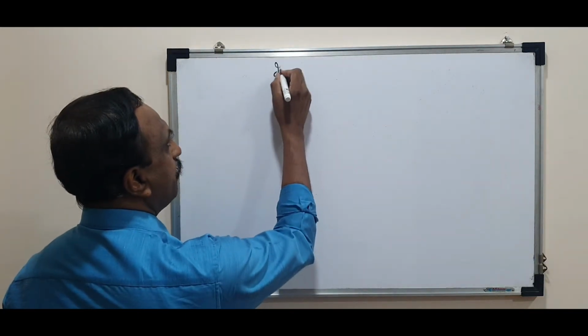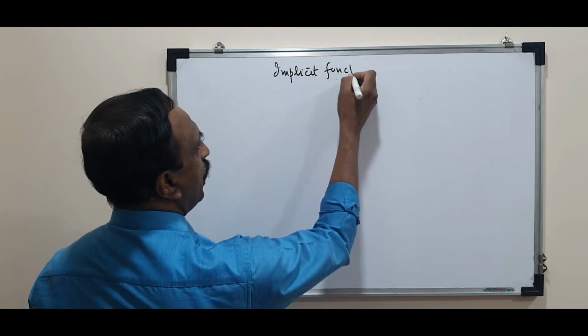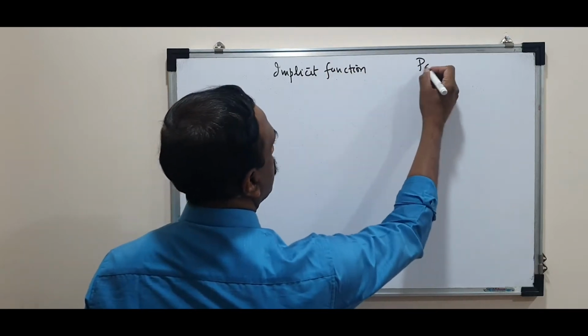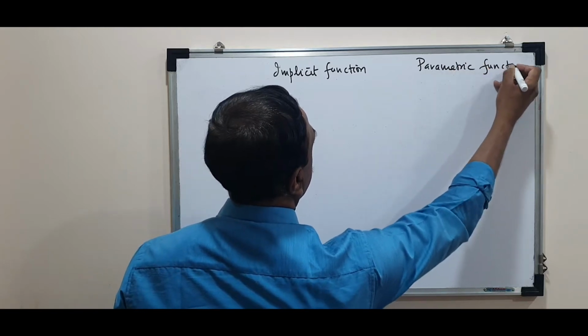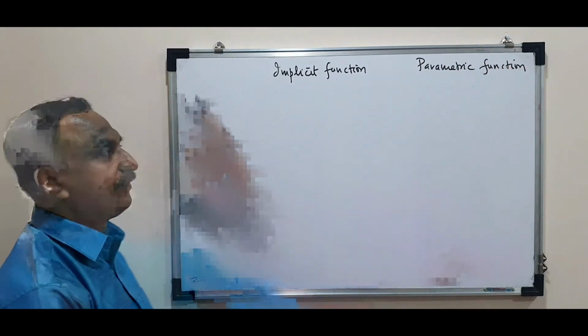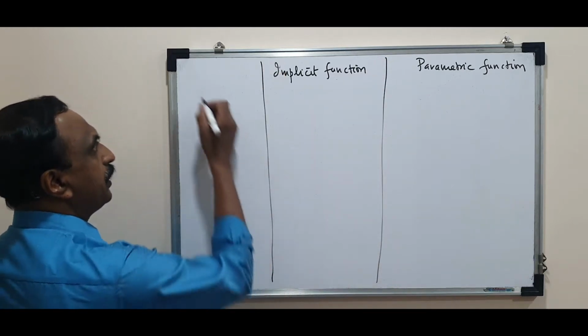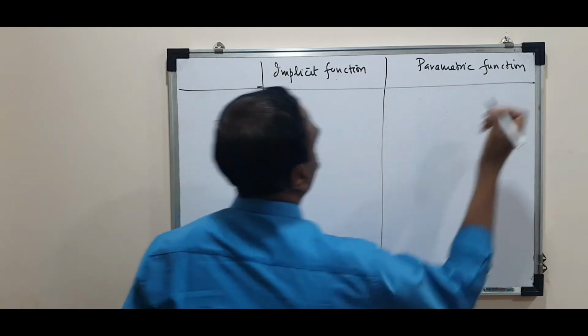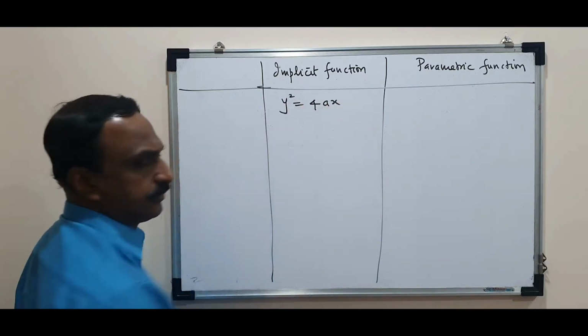One is, let's say, the implicit function and the other is the parametric function. After we understand this, we will think about their derivatives. I'll take a simple example of a parabola. You know, the equation of a parabola is y square equal to 4ax.